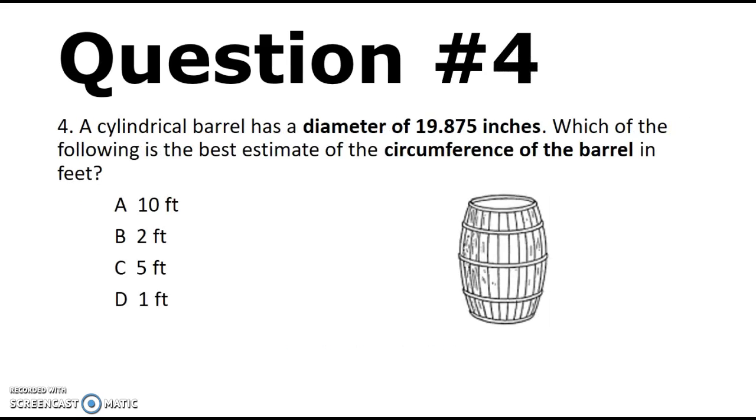Question number 4. A cylindrical barrel has a diameter of 19.875 inches. Which of the following is the best estimate of the circumference of the barrel in feet? A. 10 feet. B. 2 feet. C. 5 feet. Or D. 1 foot.